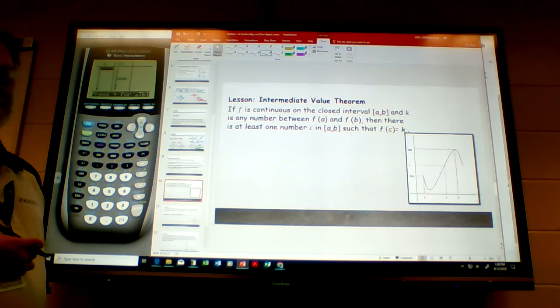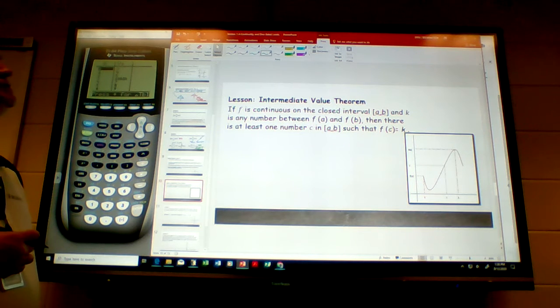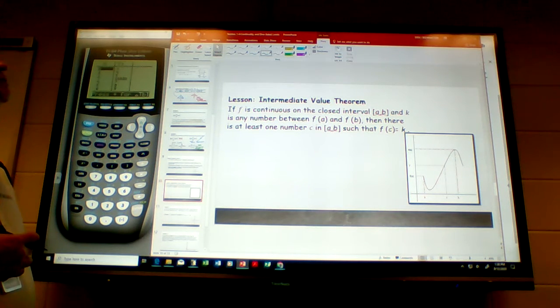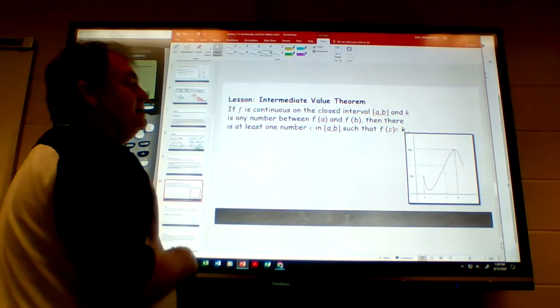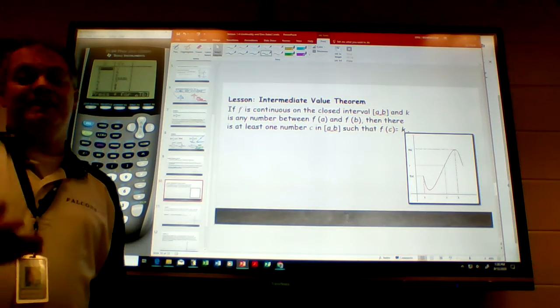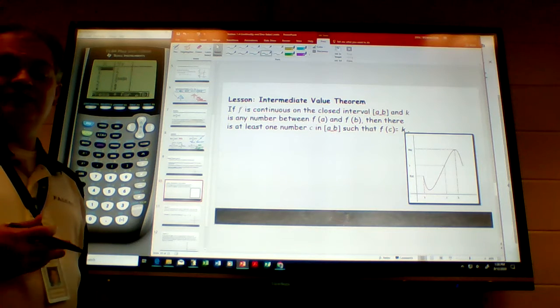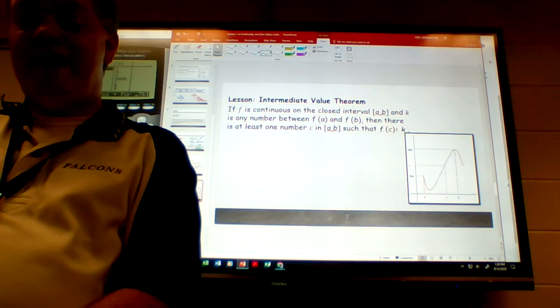Now, the intermediate value theorem, this is the book definition. It says if f is continuous on a closed interval from a to b, and k is a number between f of a and f of b, then there exists at least one number c such that f of c is equal to k. That doesn't make a whole lot of sense right there. So we'll go to the next page, and I'll show you a little bit more what that means.